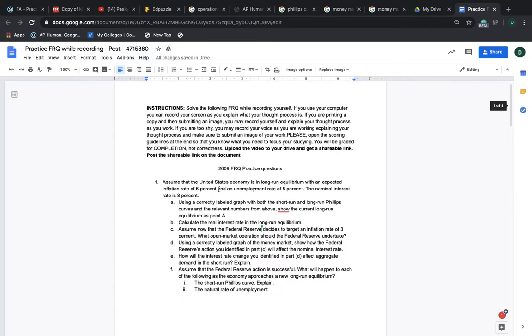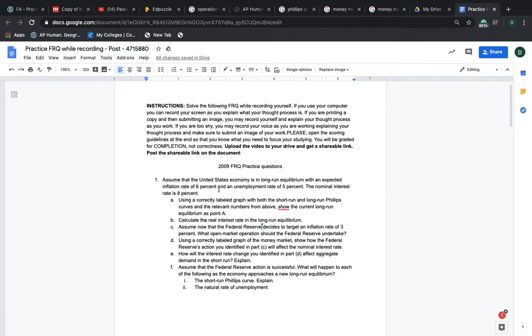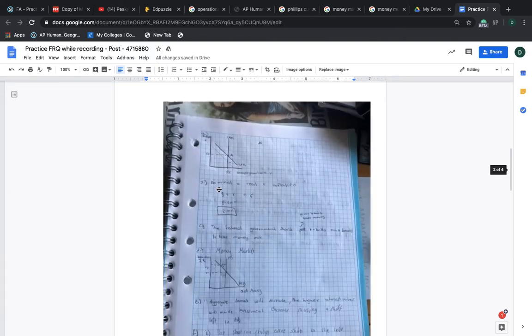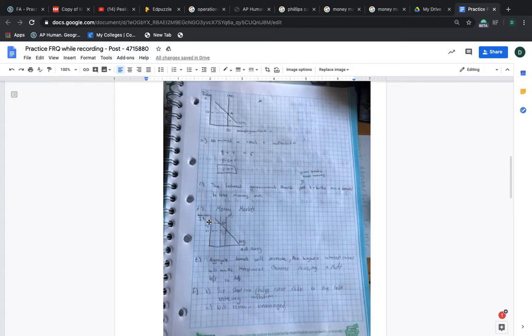For E, it says how will the interest rate you identify in part D affect aggregate demand in the short run? So since the nominal interest rate is higher, loans are more expensive. This means investment is lower, and since investment is one of the determinants for aggregate demand, it shifts to the left since there is a decrease.